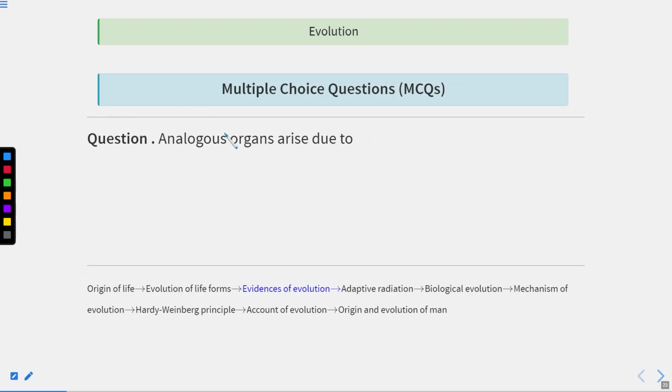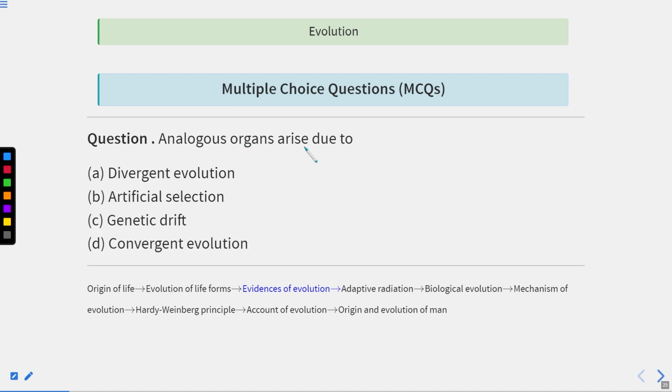Now, next question is related to analogous organs. So homologous organs arise due to divergent evolution. So analogous organs arise due to convergent evolution. Okay, so here are the options. Option number A, divergent evolution. Option number B is artificial selection. Option number C is genetic drift. And option number D is convergent evolution.